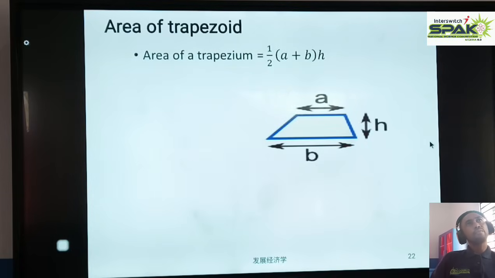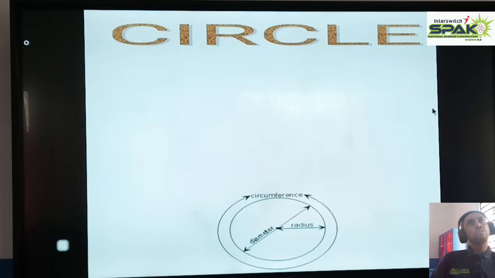Then we'll move to area. In a trapezium where there are two parallel sides, A and B, and height H, H is perpendicular to B. To find the area of the trapezium, we have half times A plus B, times the height. So you add the two parallel sides, multiply by height, then divide the result by 2. So that is the formula to find the area of a trapezium. Alright? So now to circle.